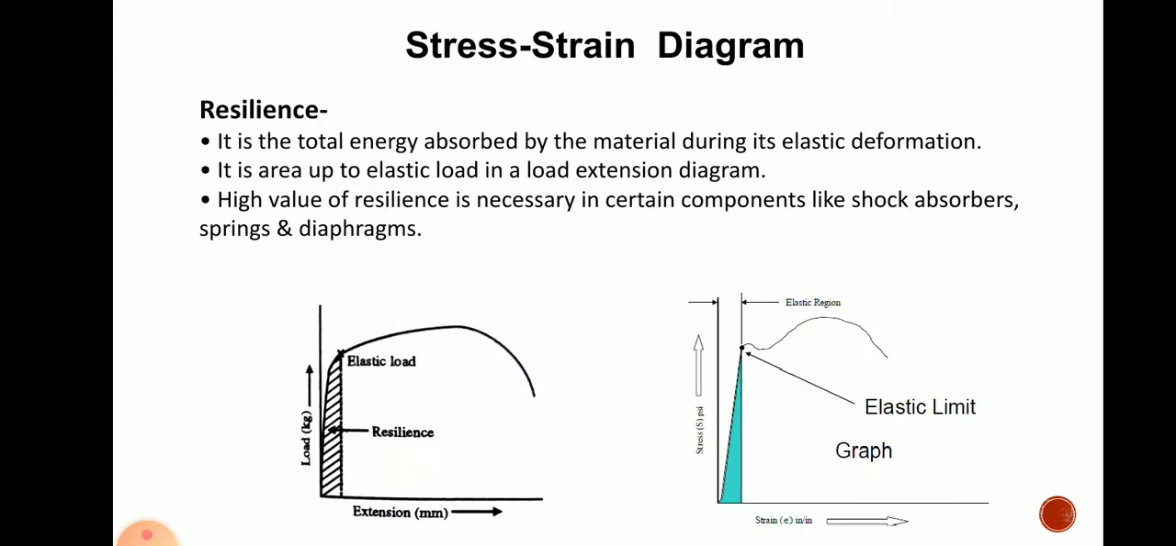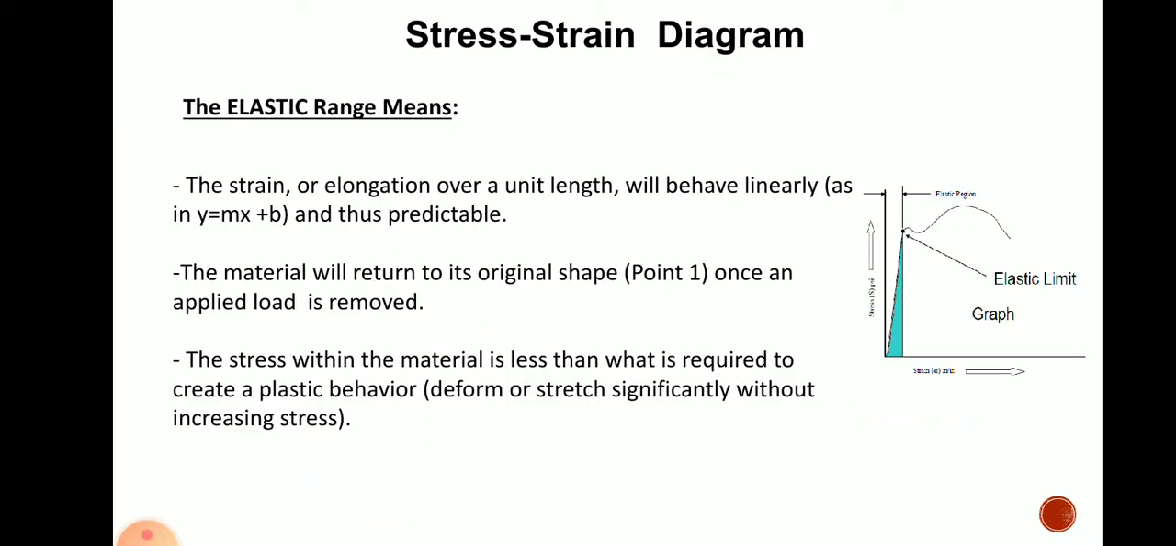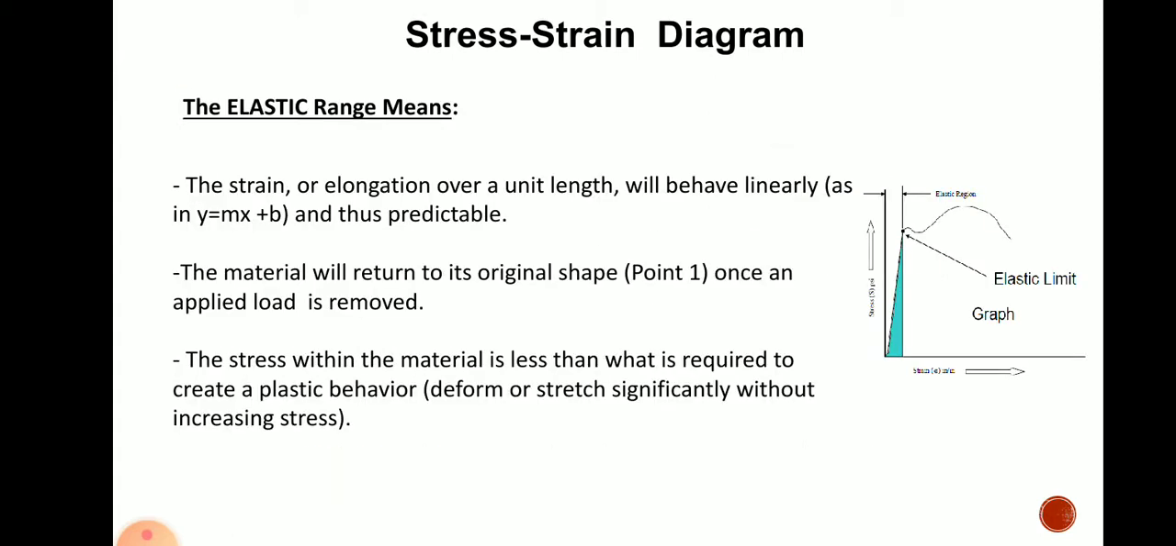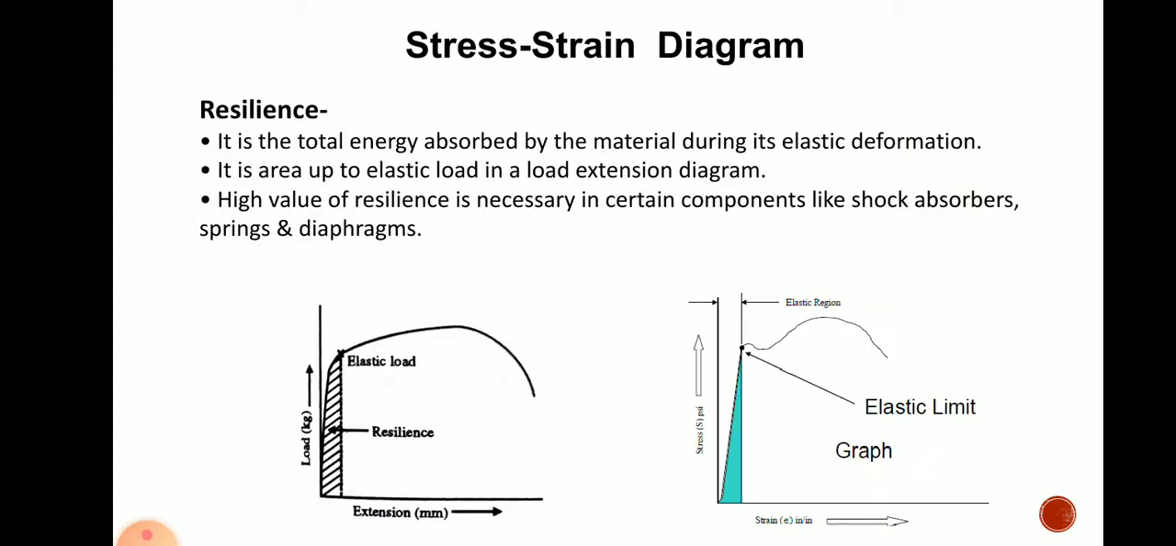Next, one more thing in that region we can find out, that is resilience. First, we have found the modulus of elasticity, secondly yield strength, and thirdly resilience. So what is resilience? It is the total energy absorbed by the material during its elastic deformation.